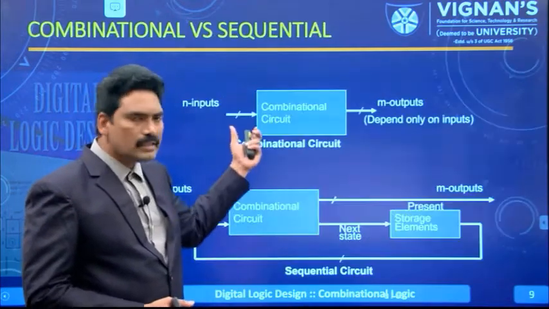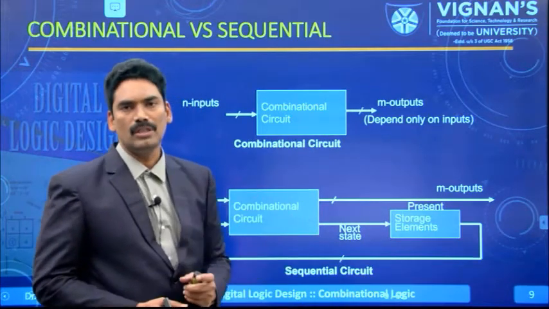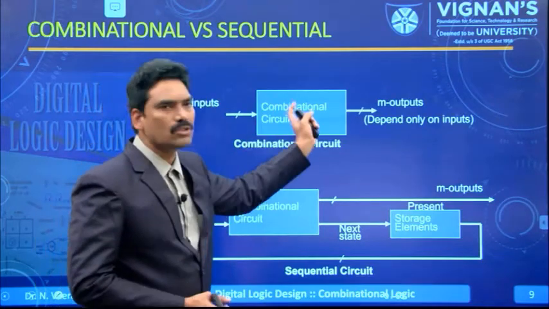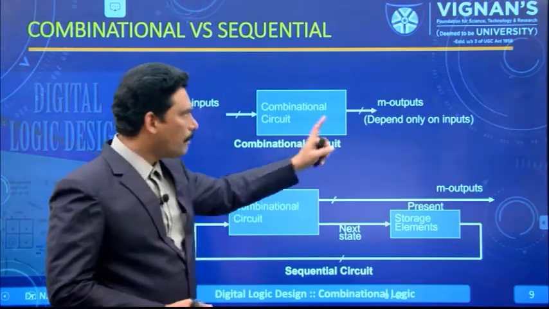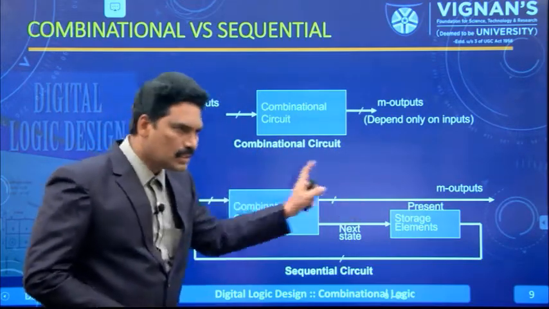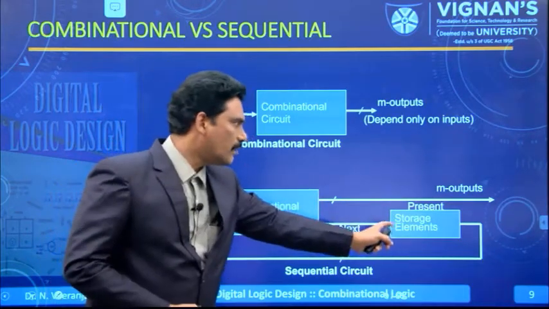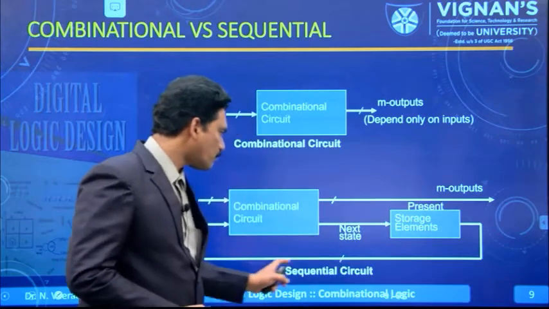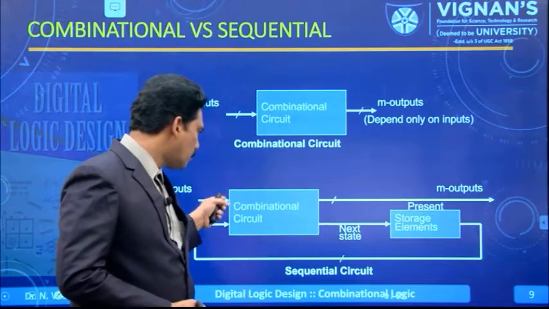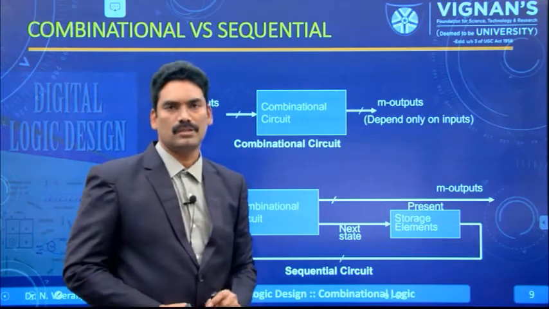Now, this is the block diagram of a combinational circuit and this is the block diagram of a sequential circuit. In this, there are n inputs and the combinational circuit produces m outputs, depending only on current inputs. Whereas this is a sequential circuit. It consists of a combinational circuit and a storage element, and the output depends on current inputs and the feedback paths also. This is a sequential circuit.